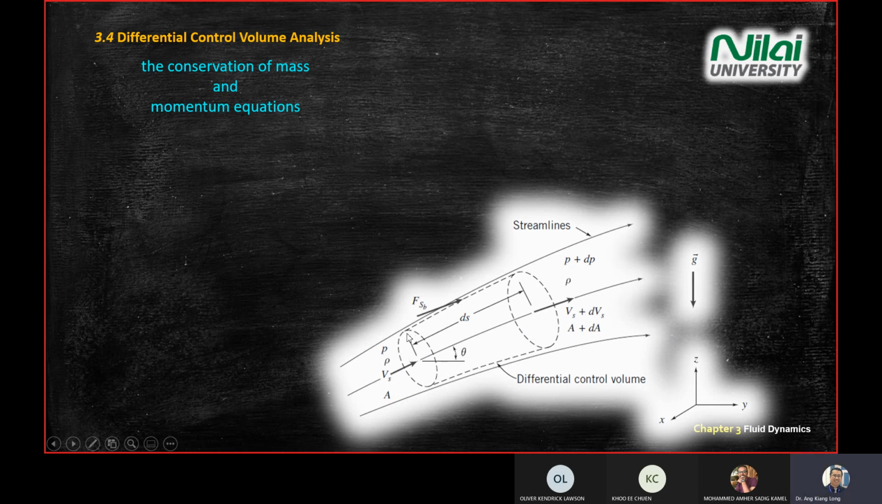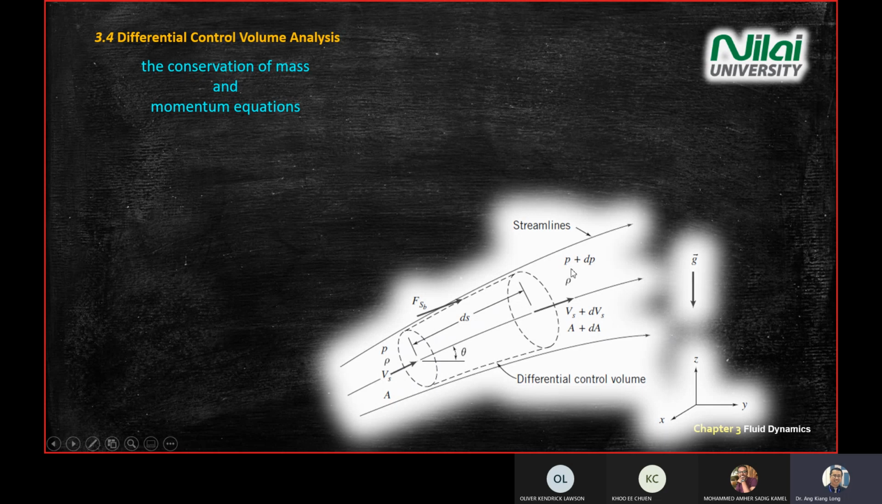Then we draw a control volume here, like what we did for our momentum equation. After a short distance, which in this diagram we see as ds, a very short distance ds, we see what happened in another cross section area here.